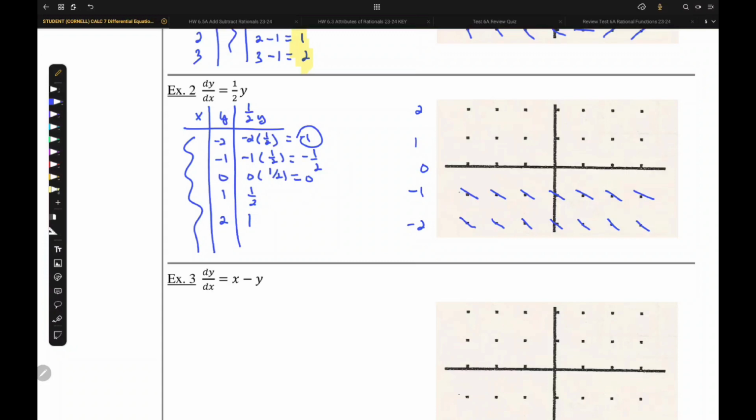Down 1, to the right 2. When we get to 0, it's 0. These are horizontal tangent lines. I'm going to make it big, just scribble a lot to make sure we can see. And these lines, we're not connecting these lines, right? These are all dotted lines because the slope is changing at each one of these points.